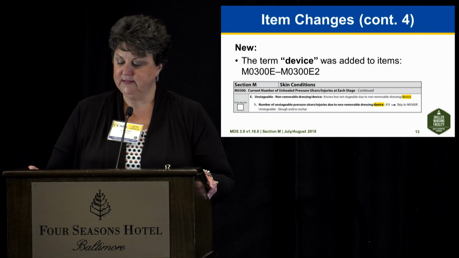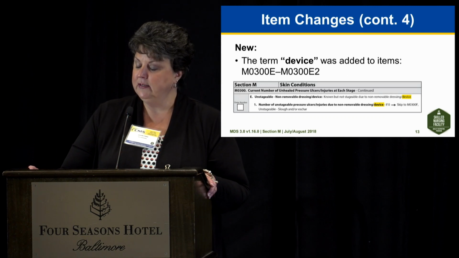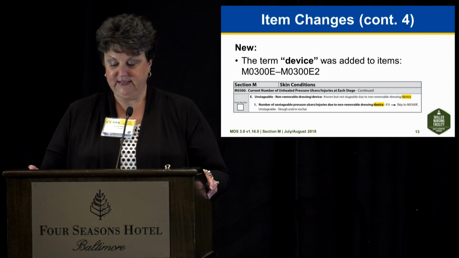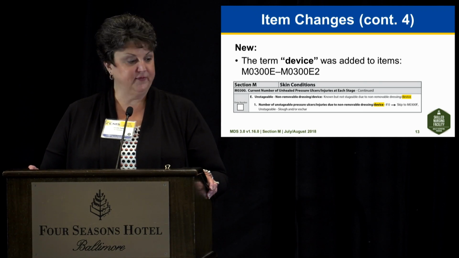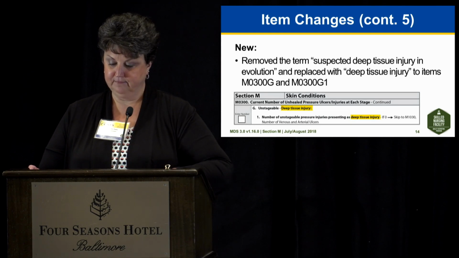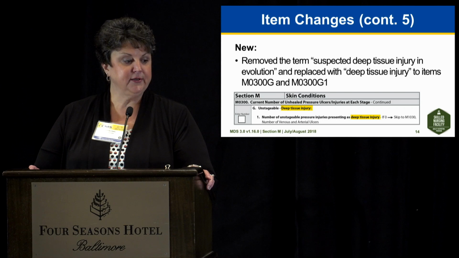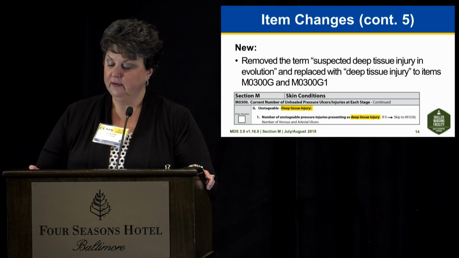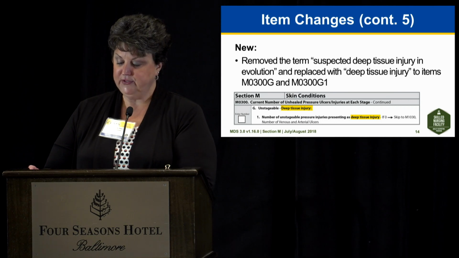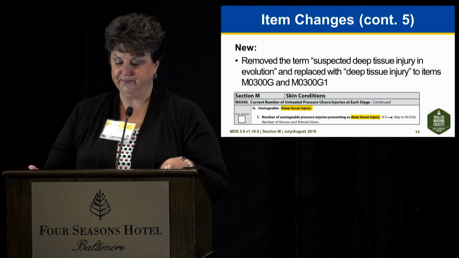In M0300E, the item was updated to include device in the bolded text in the first part of the item following the letter E. And in M0300G, the phrase suspected deep tissue injury and evolution was changed to deep tissue injury.